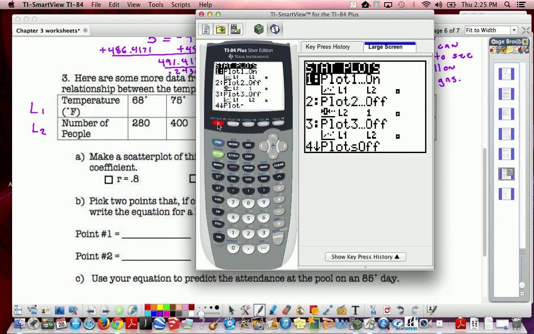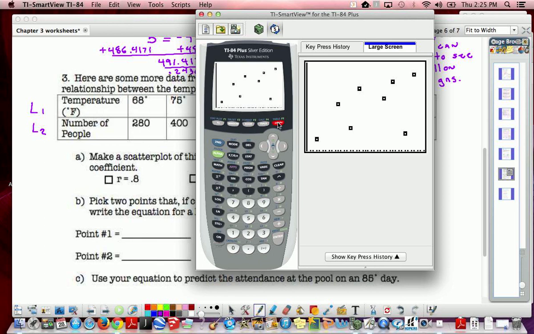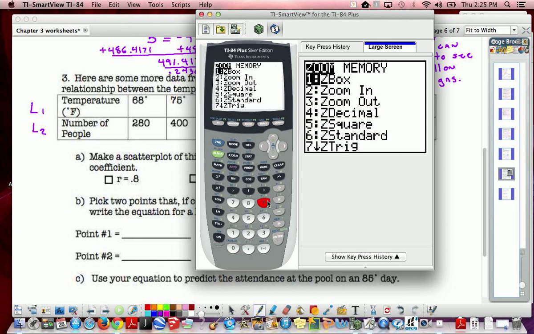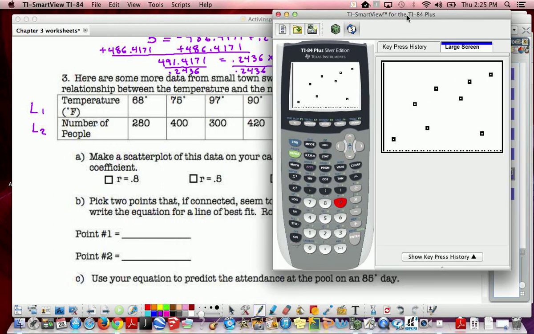So if I go to my scatter plot, second y equals, turn the plot on, then when I hit graph, mine's going to show up, but if yours doesn't, zoom 9, and it shows up relatively nicely.